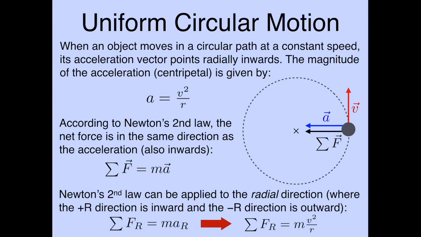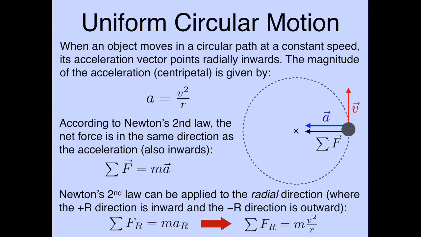Okay, so if the acceleration is pointing in towards the center, so is the net force. The diagram that I'm showing you here gives you a sense of these different vectors. The v vector, velocity, is pointing tangent to the circle. That's shown in red. And then a, the acceleration, and the net force are both pointing in towards the center.